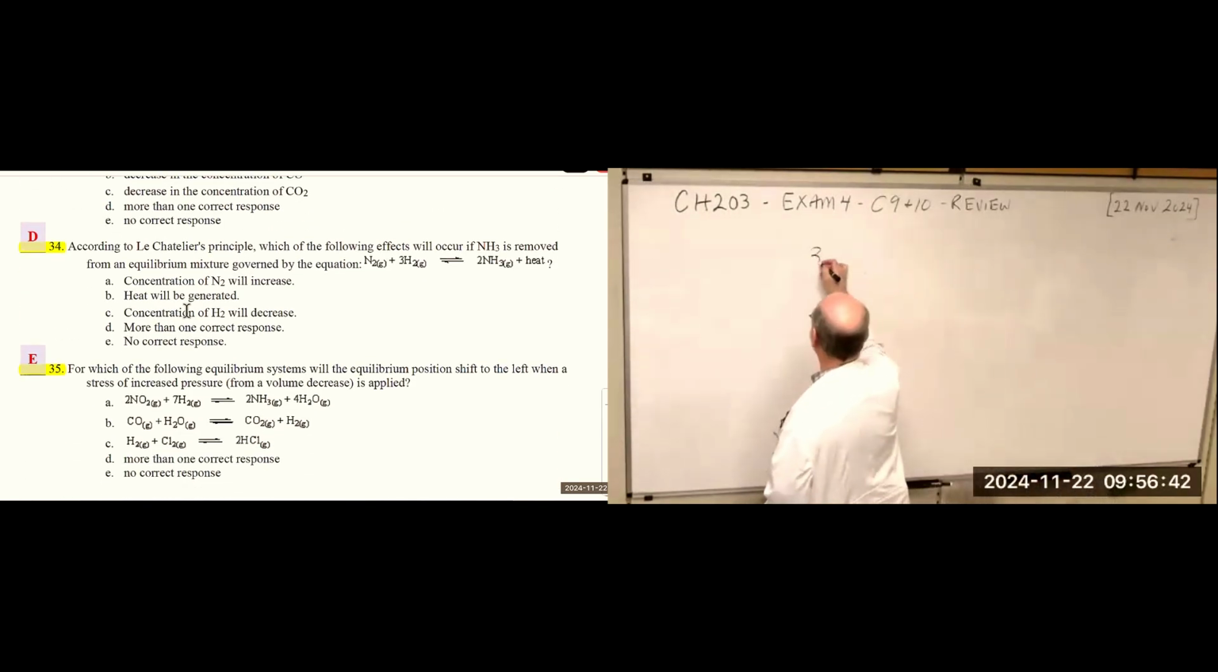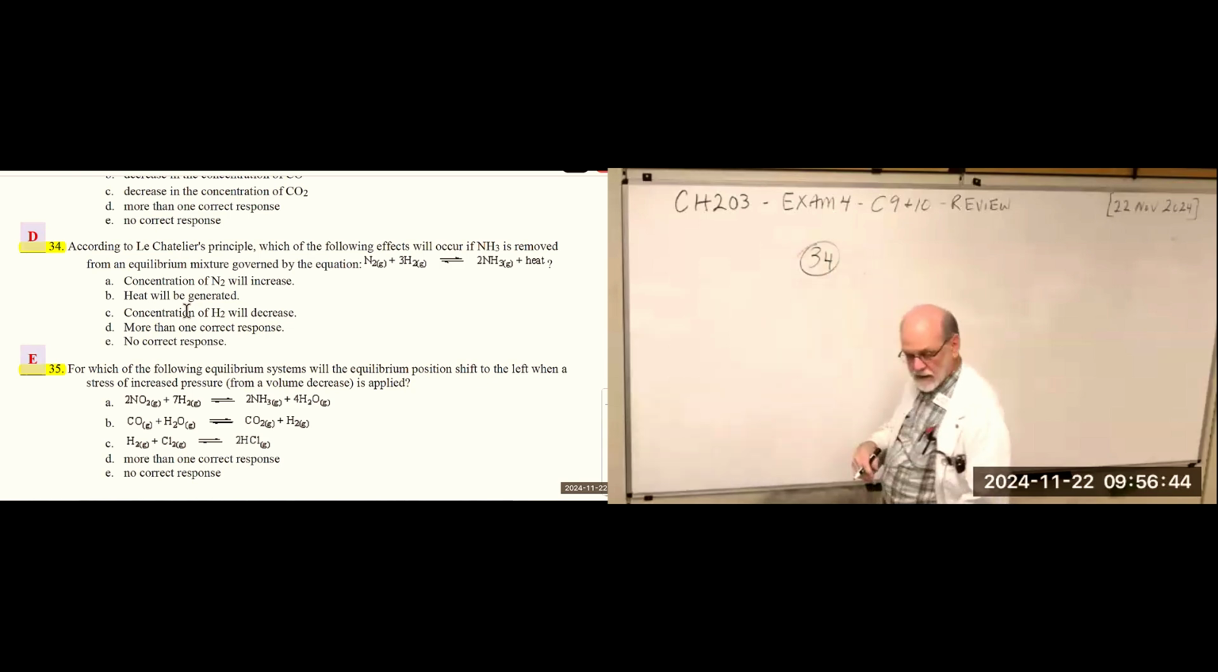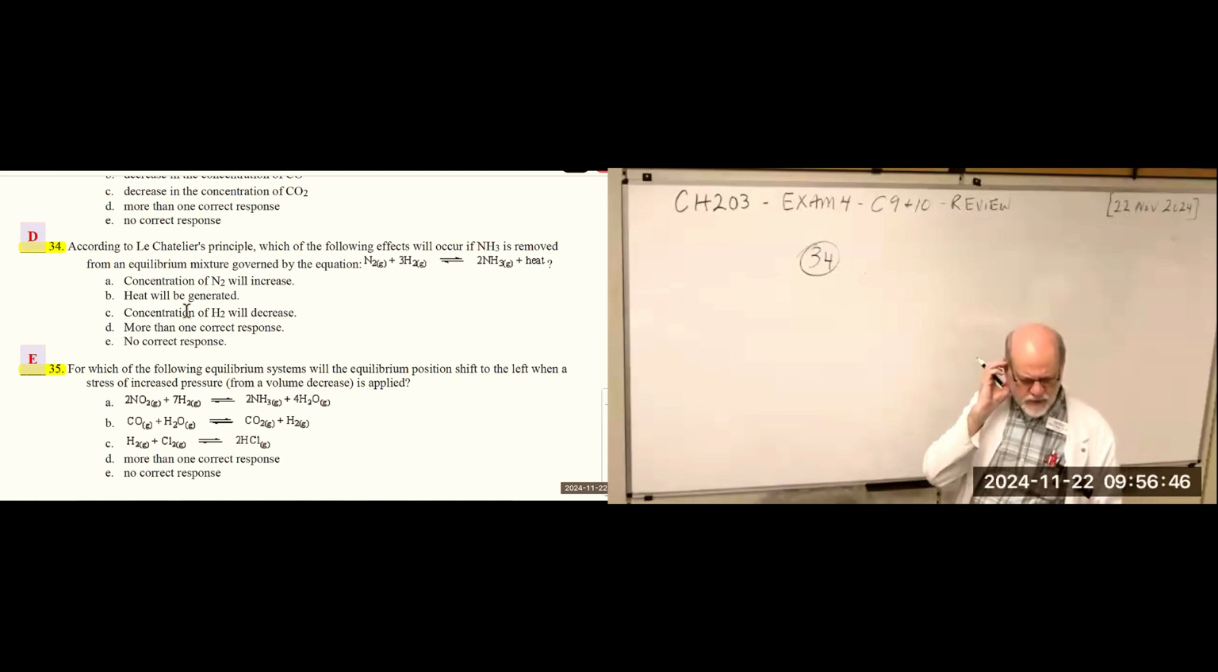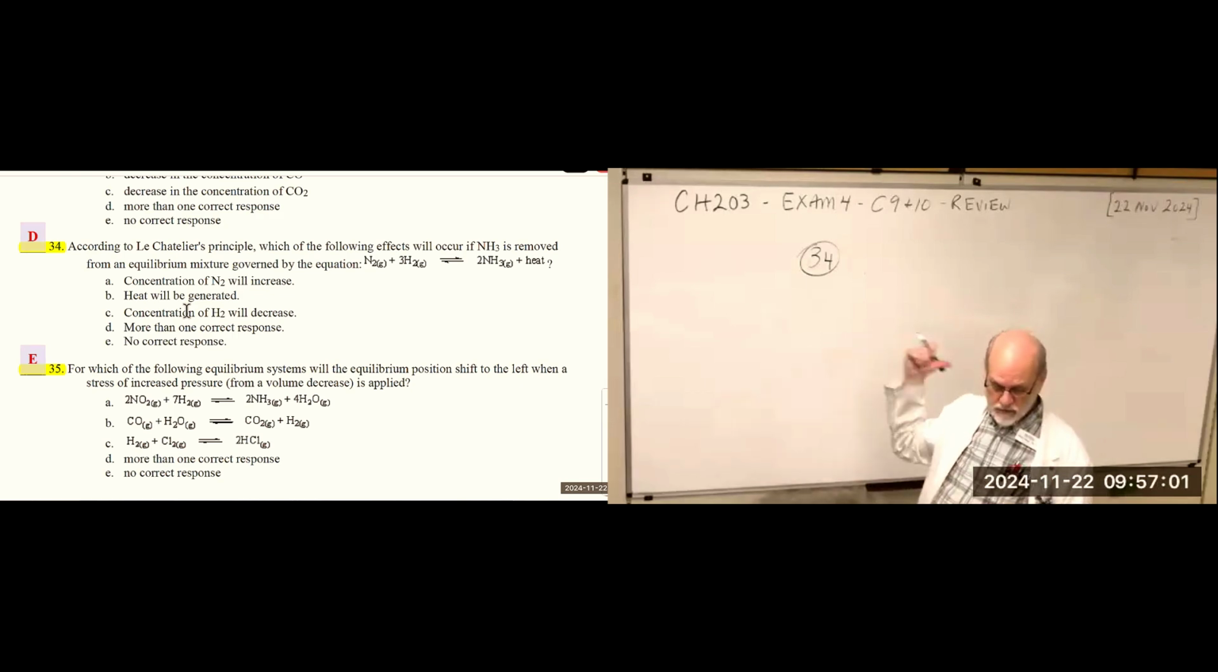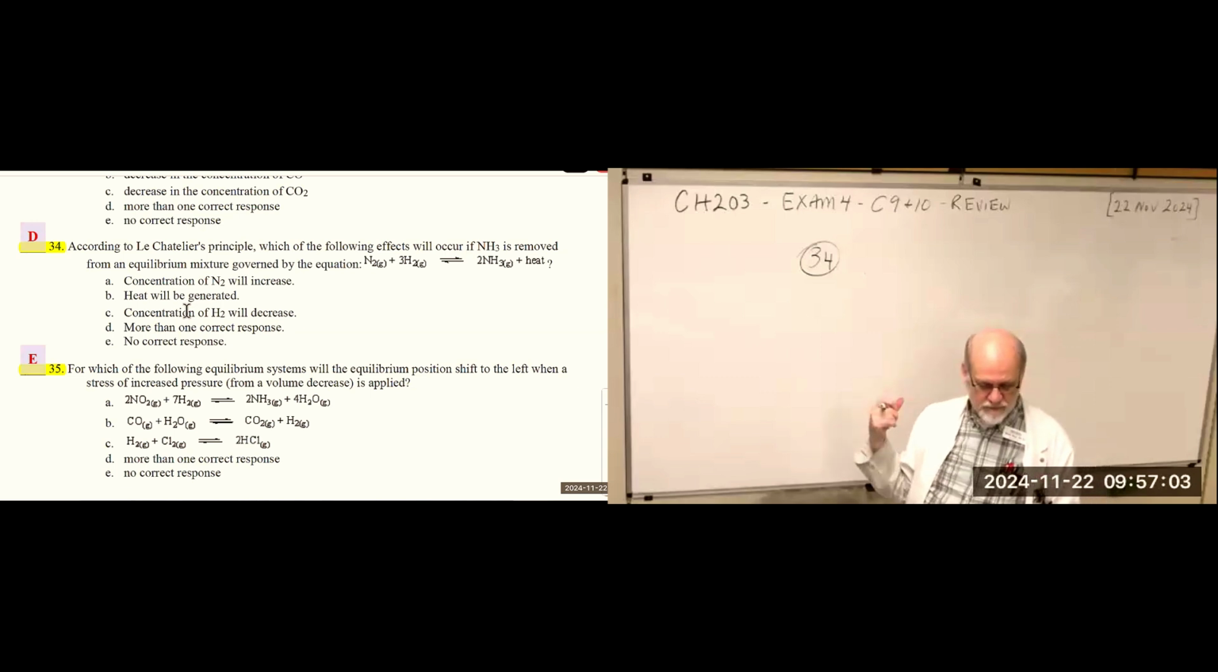34. According to Le Chatelier's principle, which of the following effects will occur if ammonia is removed from an equilibrium mixture governed by this equation? Now, we talked about that earlier. If you remove ammonia, it's going to shift the reaction as written to the right. So that means we're going to decrease nitrogen, decrease hydrogen, shift the reaction to the right, or increase the heat.